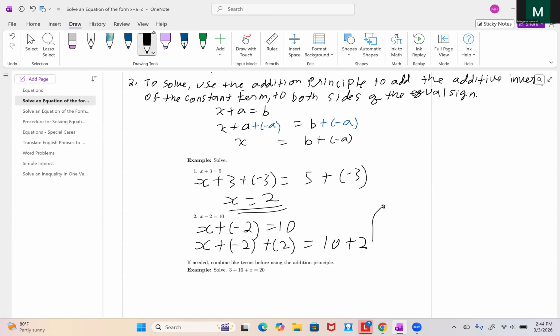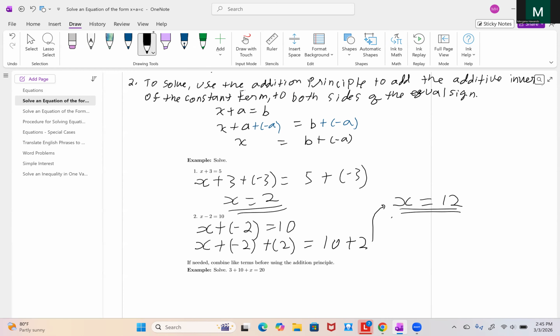Next, negative 2 plus 2 is 0. So x plus 0 is x, which is equal to 12. So x is equal to 12 is a solution.